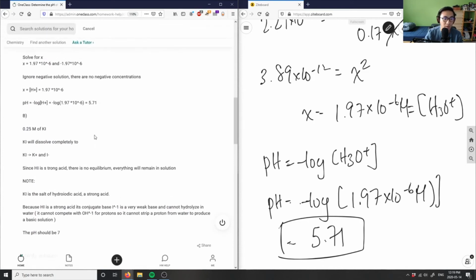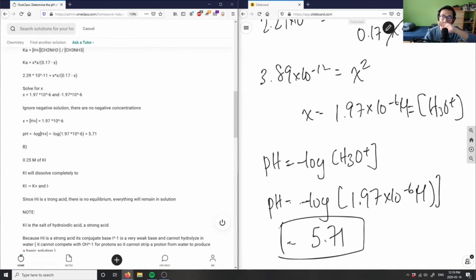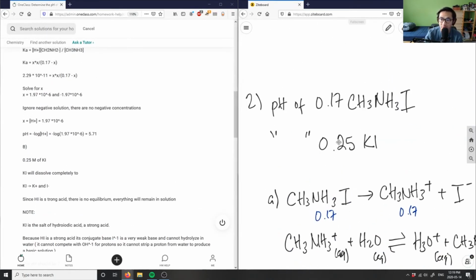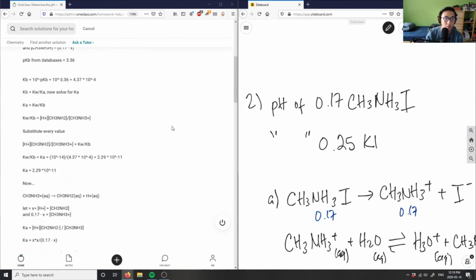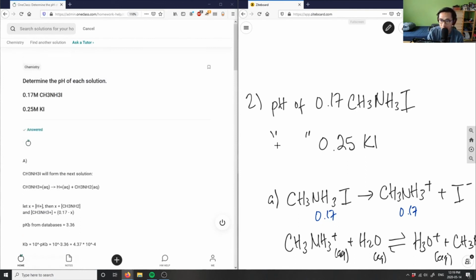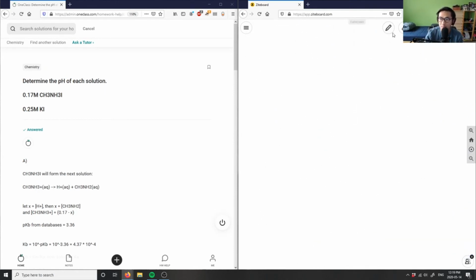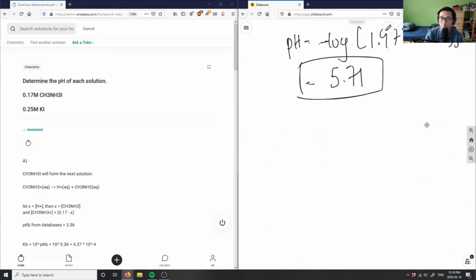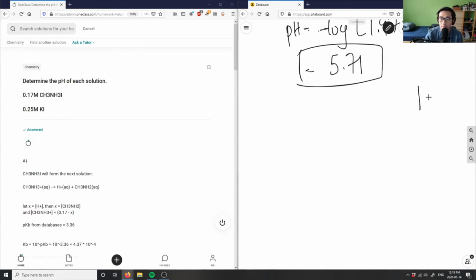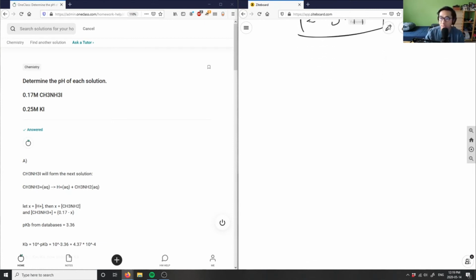And finally, part B here is different, right? I have a solution of 0.1725 molar of KI. I forgot the M here. This here is a molarity of KI, so let me write that down as well. So this here is part B. We solved part A, which is 5.71, which is great. And part B is now asking us, we have 0.25 molar of potassium iodide here.